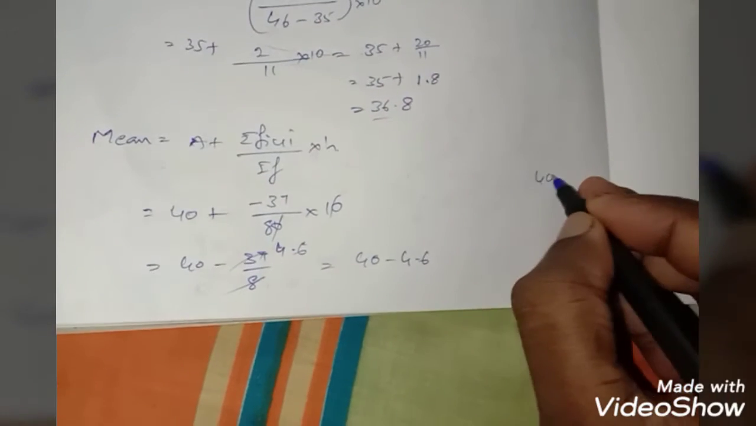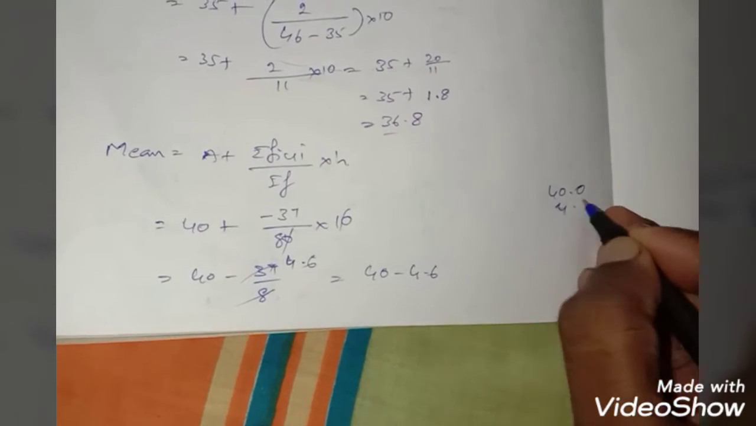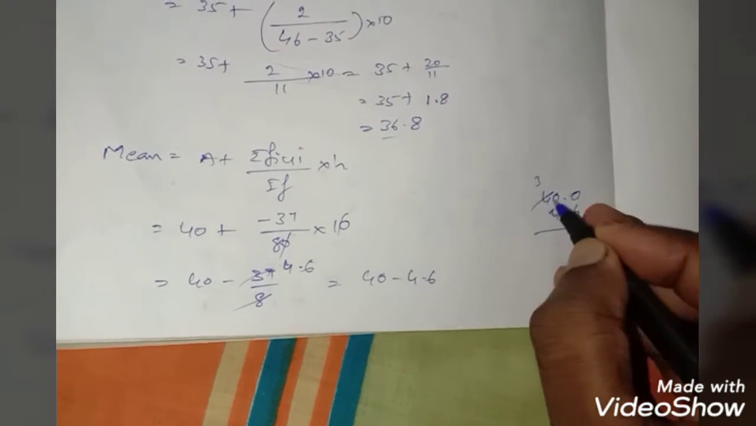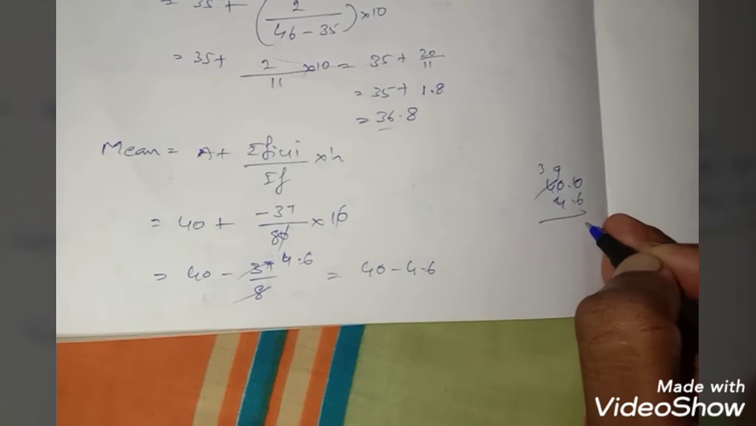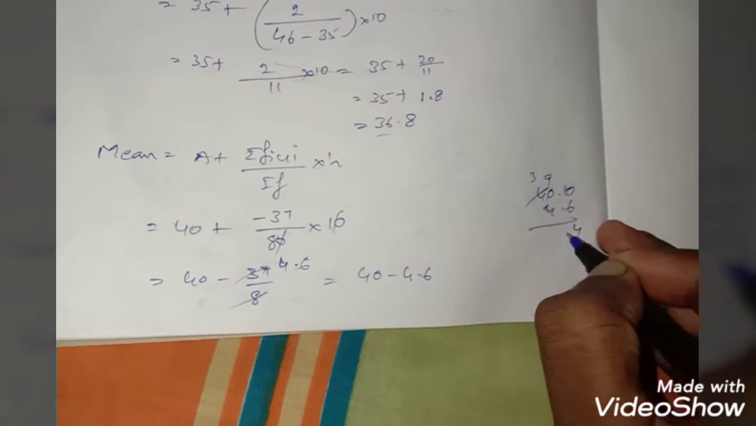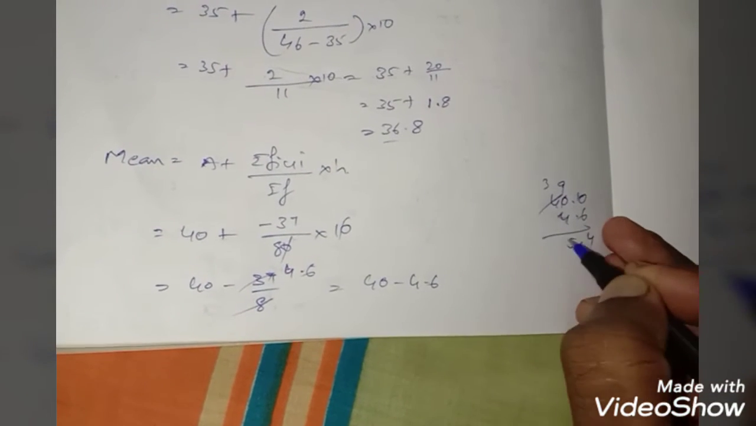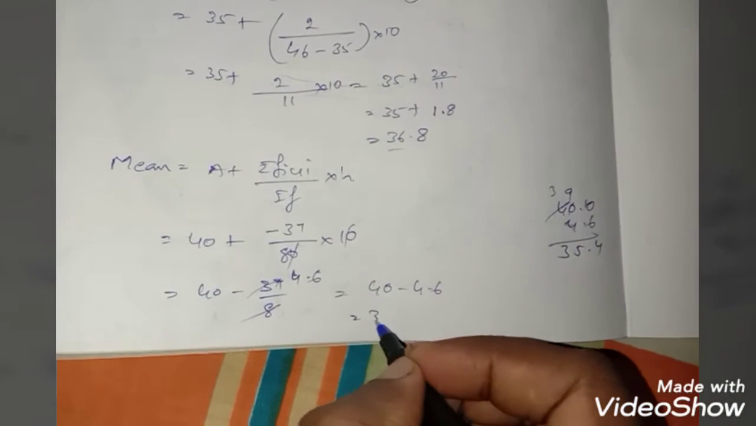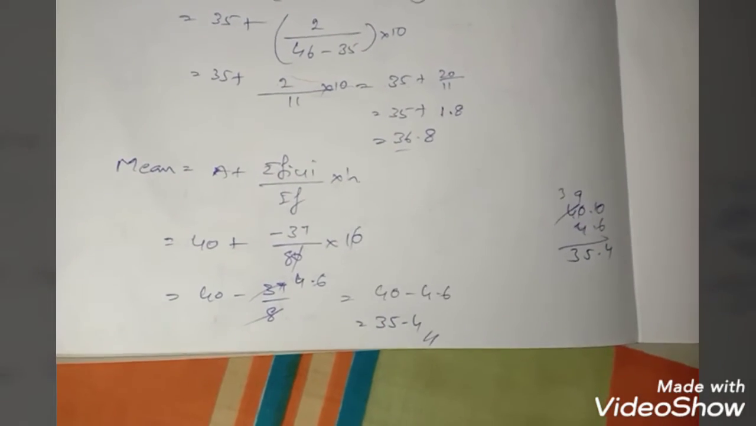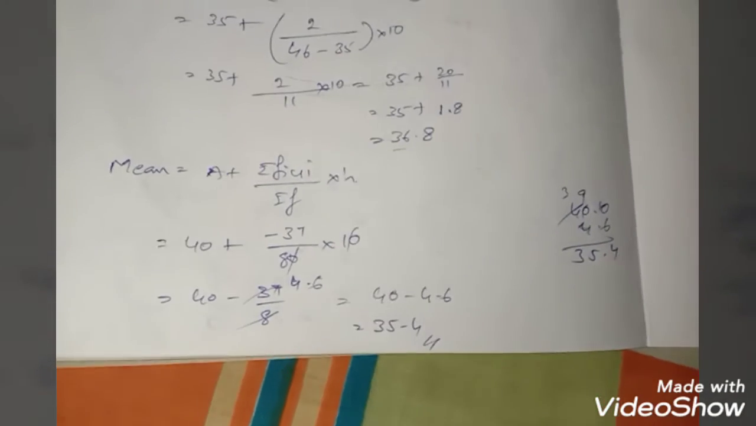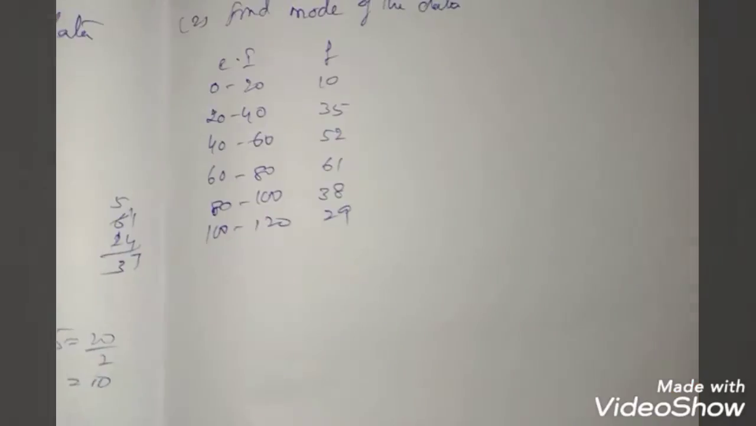Now subtract this, that is 40.0 minus 4.6. Now if I take carry, you will get 9, here 10. 10 minus 6 is 4, here 5, and here 3. So approximately you will get 35.4. So like this you are finding the mean value of the above data.